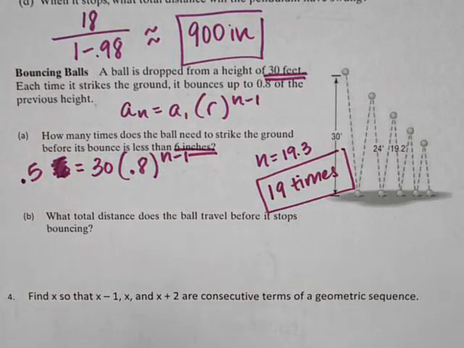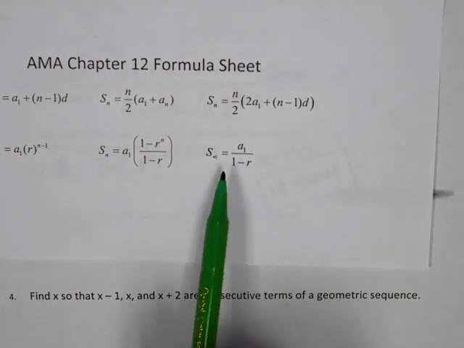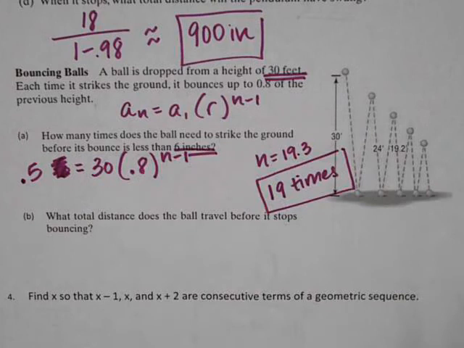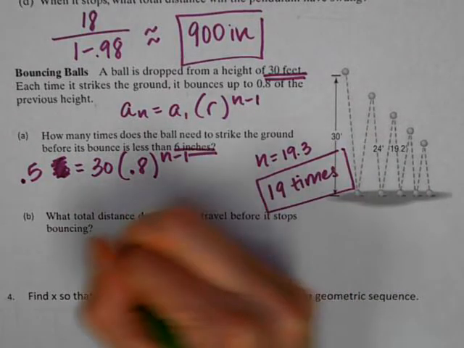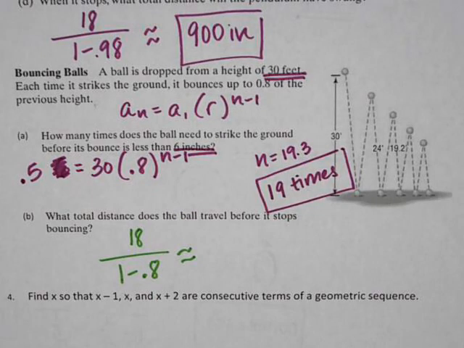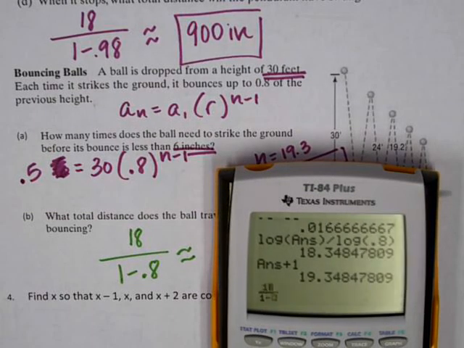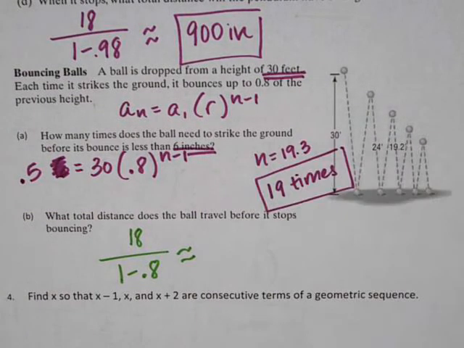All right, part B. What total distance does the ball travel before it stops bouncing? This will be another infinite geometric sum. And that, again, would be this formula: a sub 1 over 1 minus r, the sum of a geometric infinite series. Okay, so a sub 1 is 18. 1 minus r is 1 minus 0.8. All right, and if you calculate that, you will get your answer. 18 over 1 minus 0.8, and that is 90.